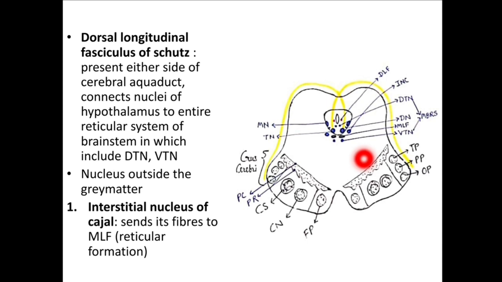Another nucleus is the interstitial nucleus of Cajal. It sends fibers to the reticular formation and medial longitudinal fasciculus, MLF. So this interstitial nucleus of Cajal sends its fibers to MLF.